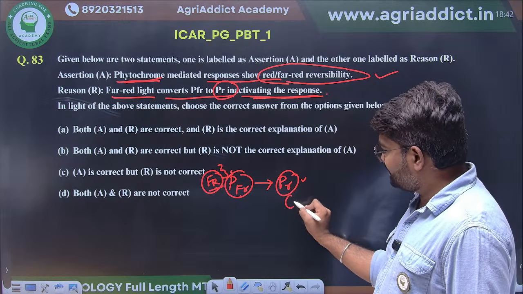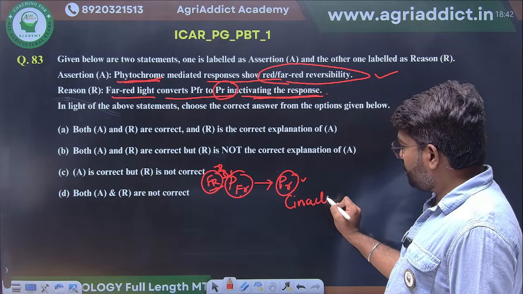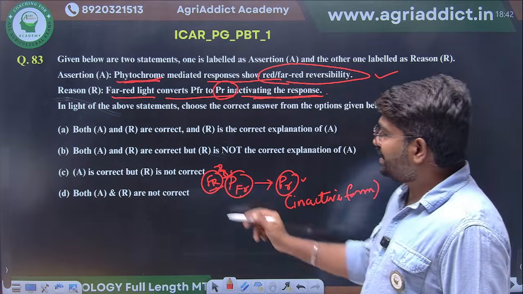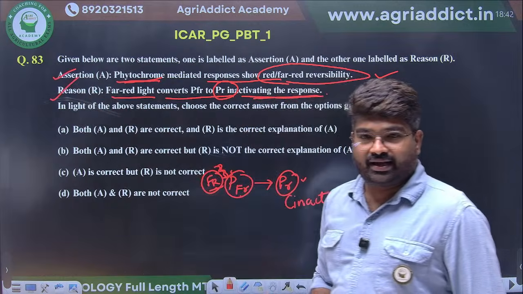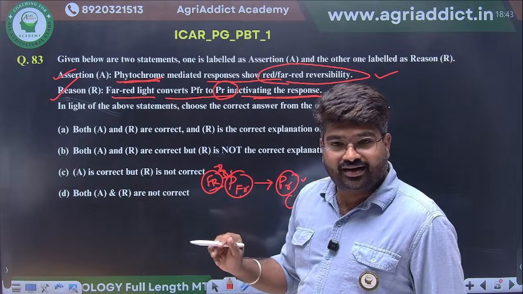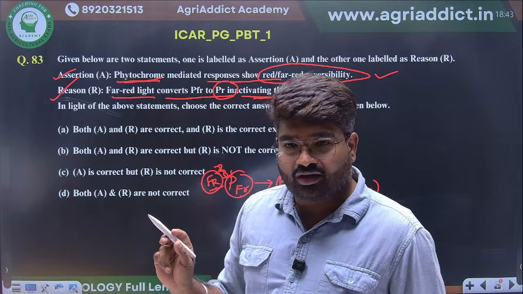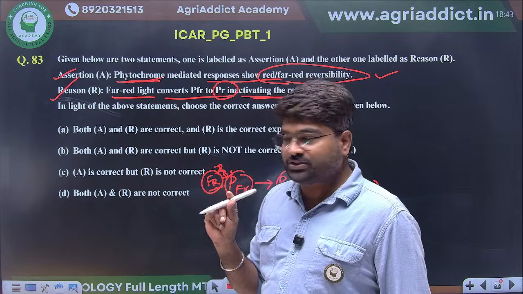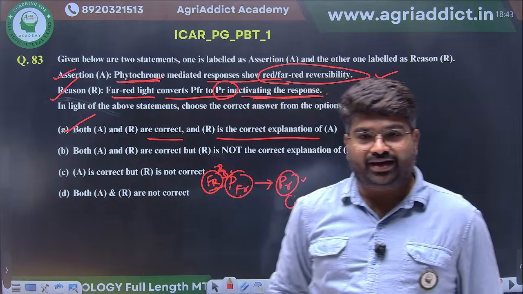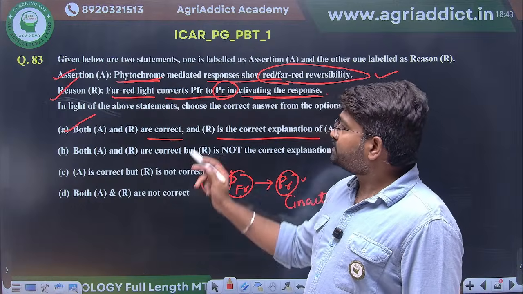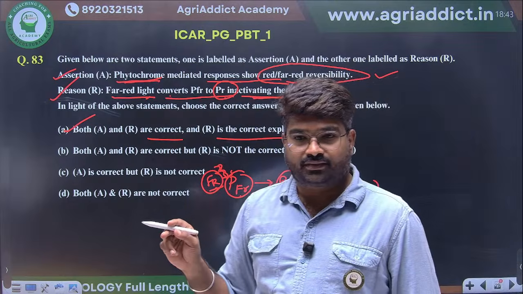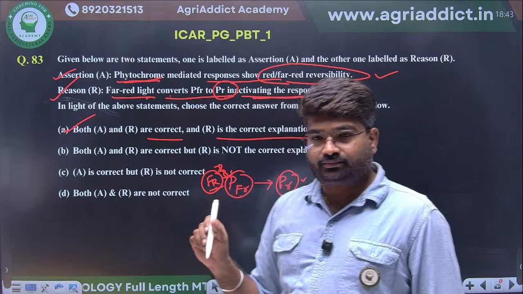They are saying the response is inactivated. That's correct. PR is the inactive form of phytochrome. So both A and R are correct. Uday Lakshmi, option A is the right answer, not option B. Both A and R are correct and R is the correct explanation of A. Any doubt in this? Because far red light converts PFR to PR, inactivating the response. Any doubt, students? Yeah, I am proceeding.